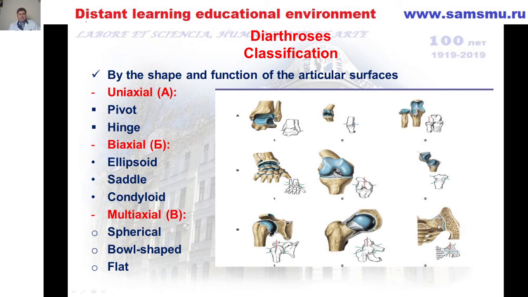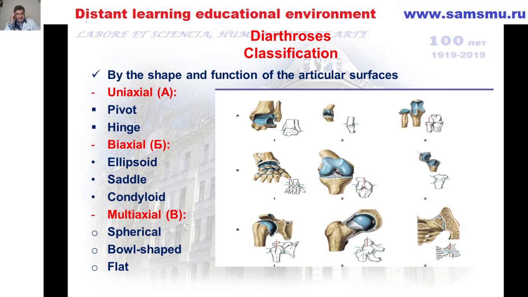And flat joint is the joint between the sacral bone and the ilium bone. And you may see the flat surfaces in the lateral part of the sacral bone and the ilium bone.